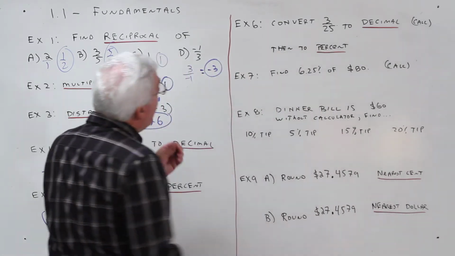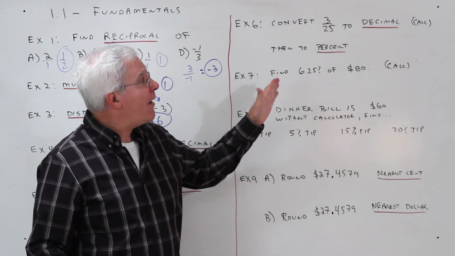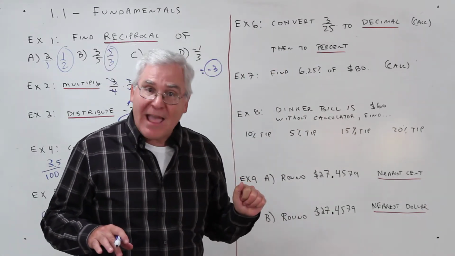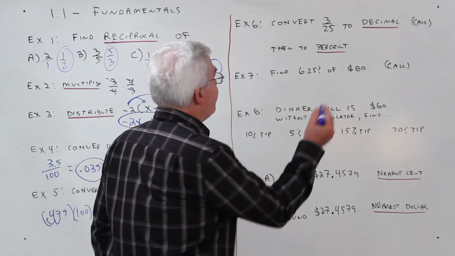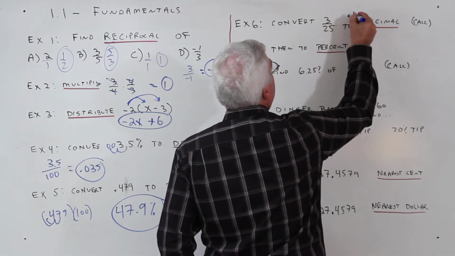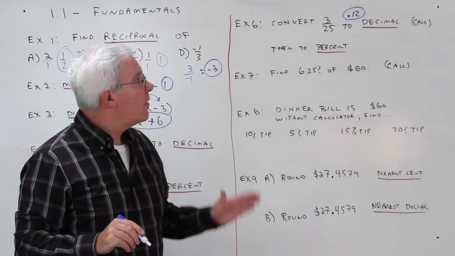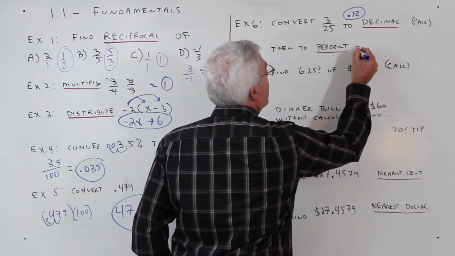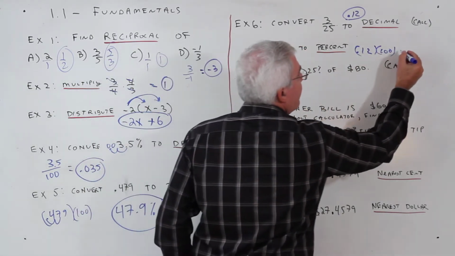Okay, example 6. Convert 3 over 25 to a decimal, use your calculator, and then convert that result to a percent. So if you do that with your calculator, you'll get 0.12, so just write it down. And then to convert that to a percent, you can just multiply that by 100. And move the decimal and you get 12%.